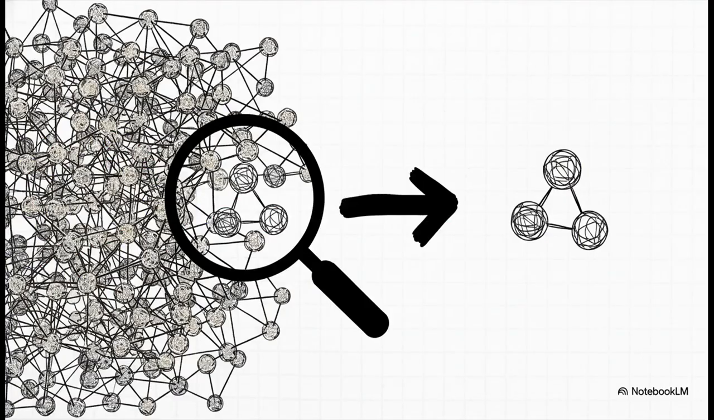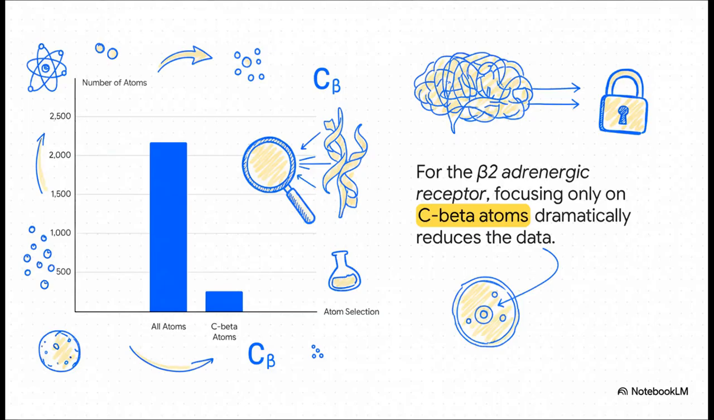But there's a problem. Analyzing every single atom in a protein takes a ton of computing power. It's super slow and expensive. So the researchers had this really clever idea. They asked, what if we just ignored most of the atoms? And the result? It was absolutely remarkable.